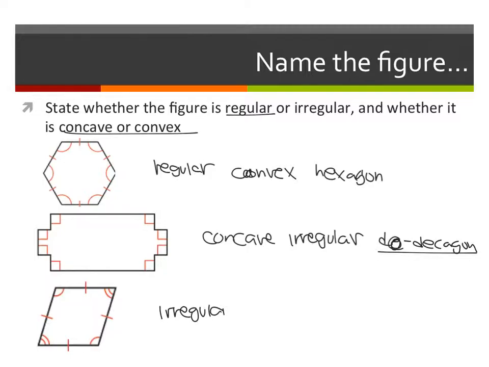It's an irregular convex rhombus. Be more general. Like how many sides does it have? Quadrilateral. Yeah. You just say convex. Good stuff. Questions on this page?